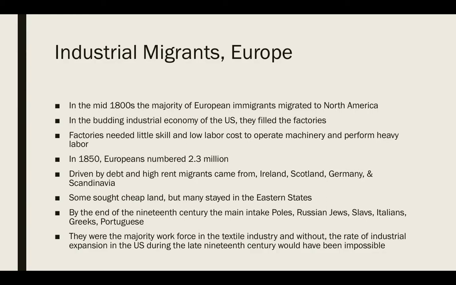By the end of the 19th century, however, the main intake of migrants to the Americas was Poles, Russian Jews, Slavs, Italians, Greeks, and Portuguese. They were the majority workforce in the textile industry, and without them the rate of industrial expansion in the US during the late 19th century would have been impossible.